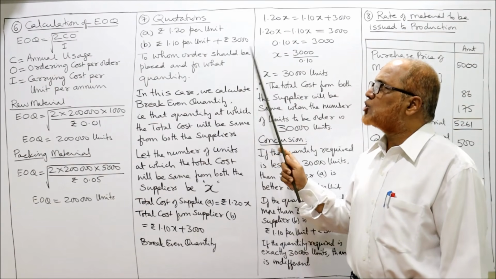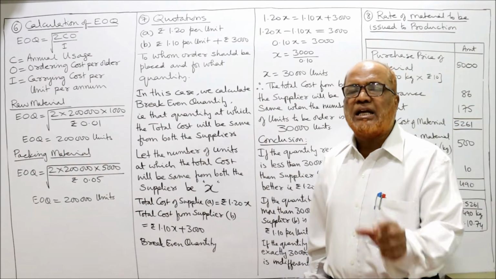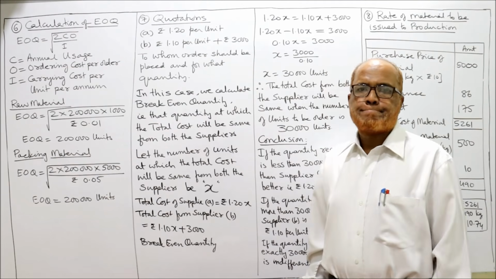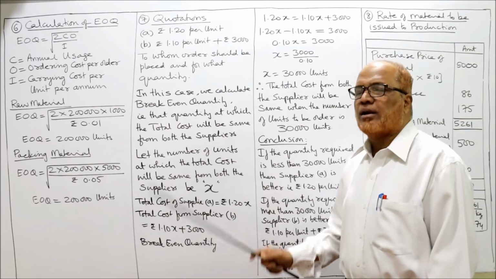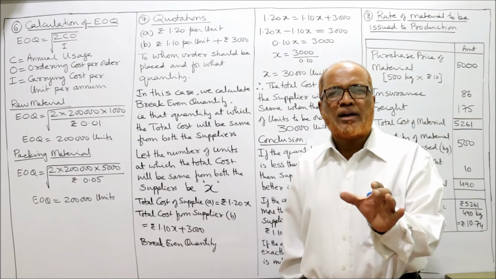Now to whom the order should be placed and for what quantity, that is the question. How to solve? In this case we calculate the break-even quantity. So what is this break-even quantity?